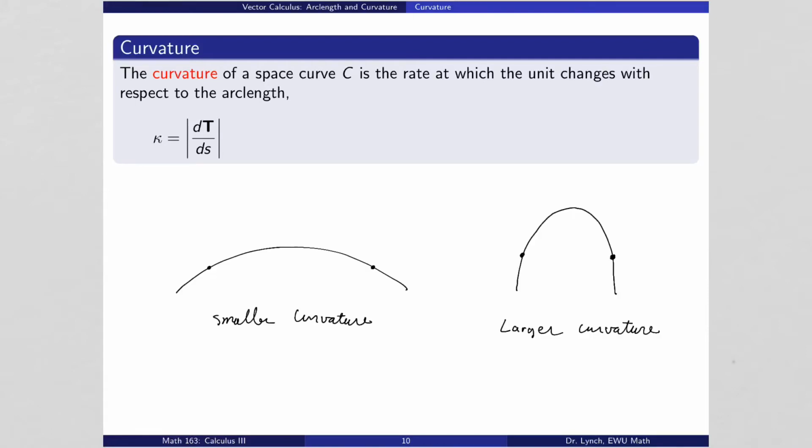So here I've tried to draw two space curves and tried to sort of make the distance between those dots approximately the same, to try to imagine having sort of a fixed amount of arc length. You can imagine that the unit tangent doesn't change so much in the first one, but does change a lot in the second one. The second one has a larger curvature. The first one has a smaller curvature.